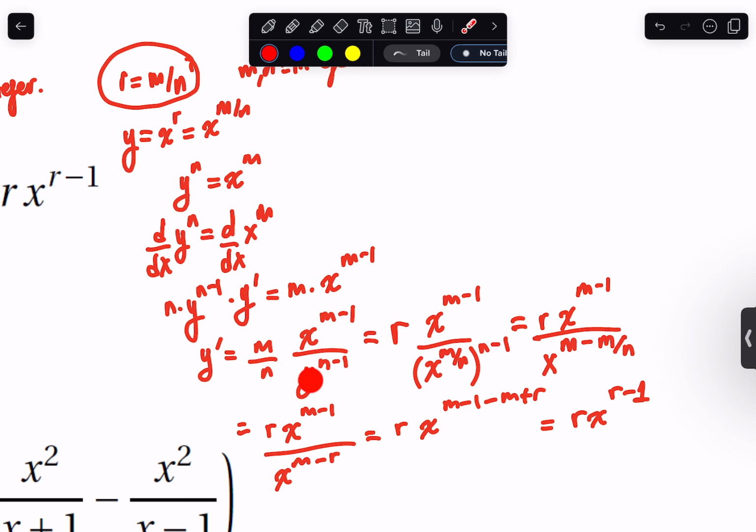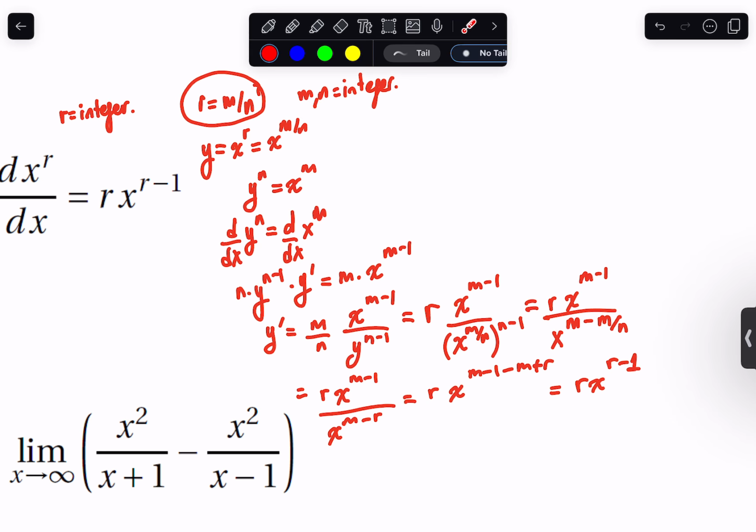And what is y? y is x to the power m over n, and we take its n minus first power. Okay, so this is r times x to the power m minus 1 divided by x to the power m minus m over n. Okay, so m over n was r, and we can simplify this expression like this: r times x to the power r minus 1. So this is the end of the power rule.